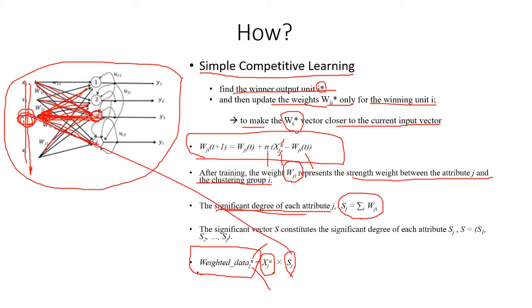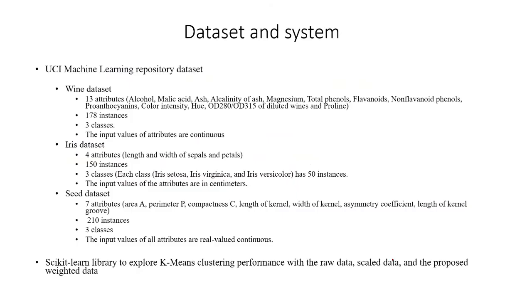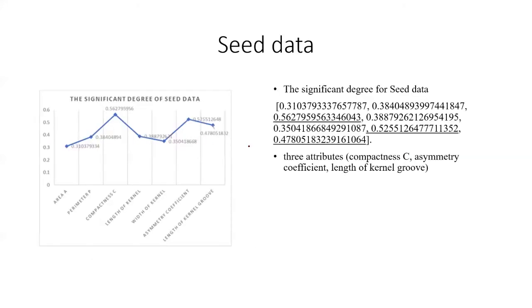After you got this, you want to explore this with very popular machine learning data sets. These are long-history data sets: the wine data set, the iris data set, and the seed data set. Each data set has a number of attributes, and each data set actually has continuous input values for its attributes.